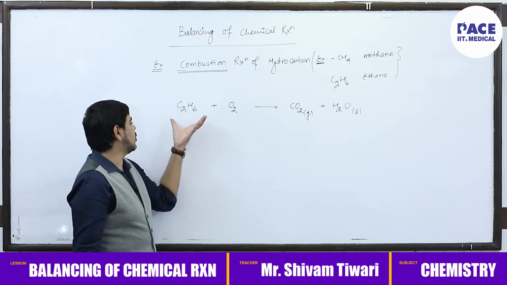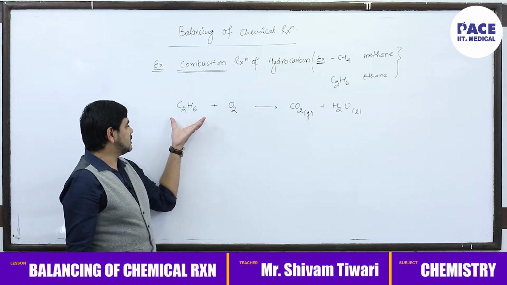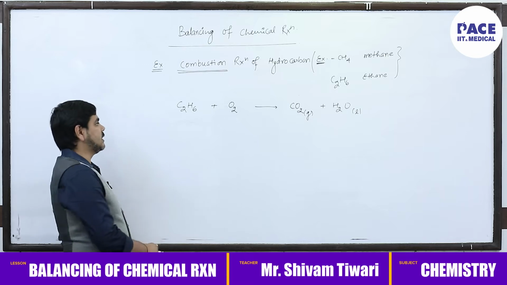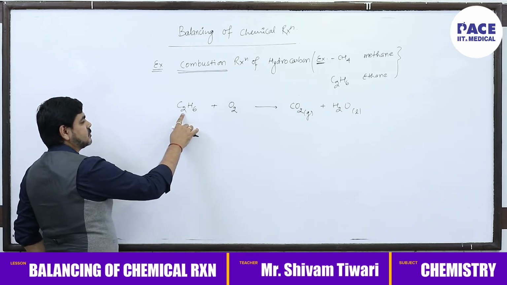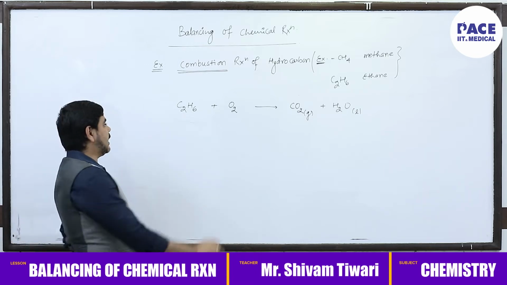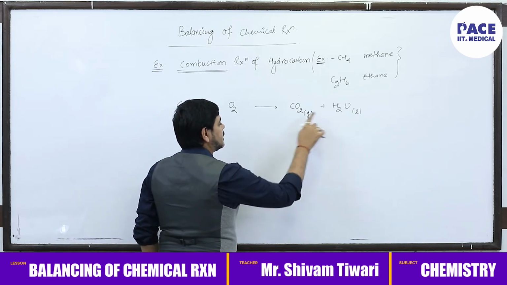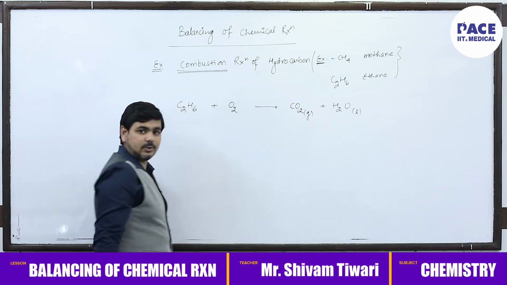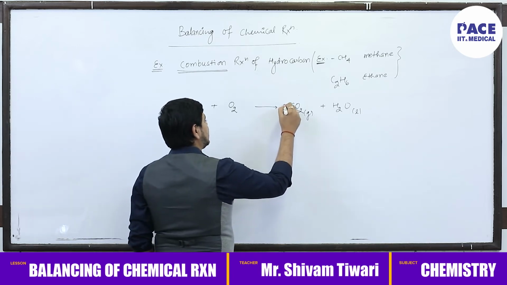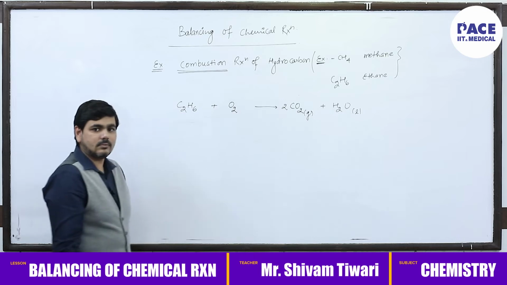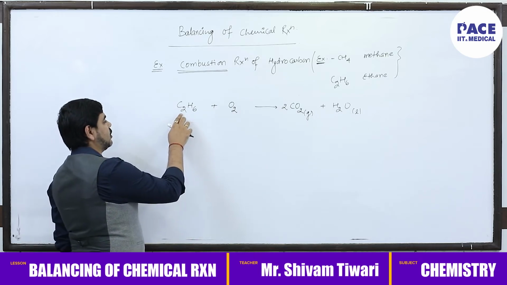Now we have to see how many atoms of carbon are at the left hand side. We can see the number of carbon at the left hand side is 2. If we have to balance carbon, we need to check where the carbon is on the right. We can see carbon in CO2, so we need to write 2 over here. Now we can say the number of carbon atoms are balanced.